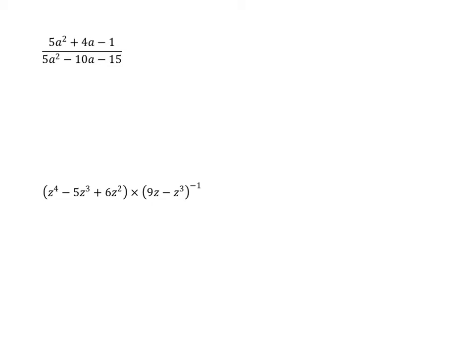So the numerator, so that's a minus and a plus. How do I know this works? Well, I multiply it out in my head. 5a squared, that's plus 5a, plus 4a, minus 1.